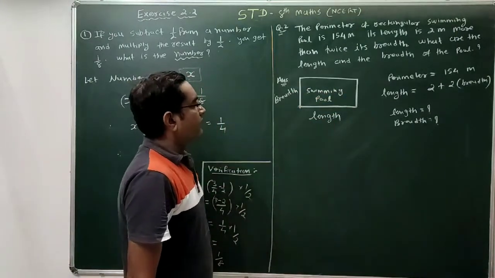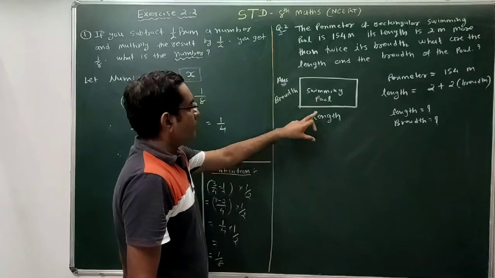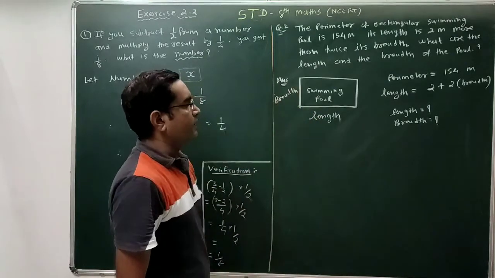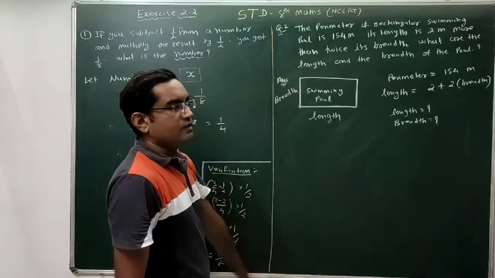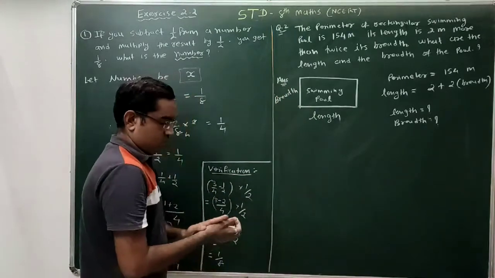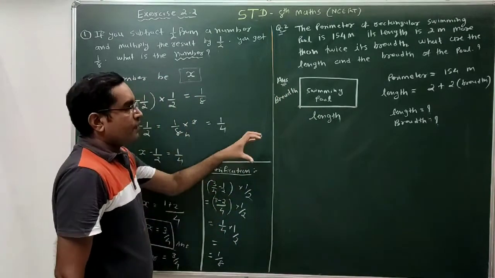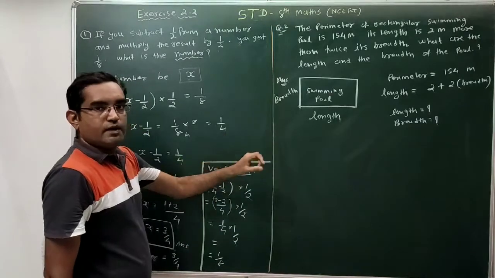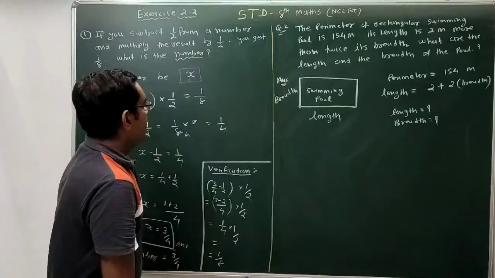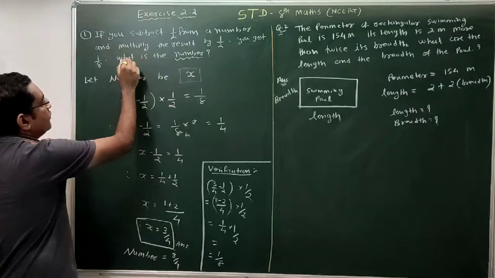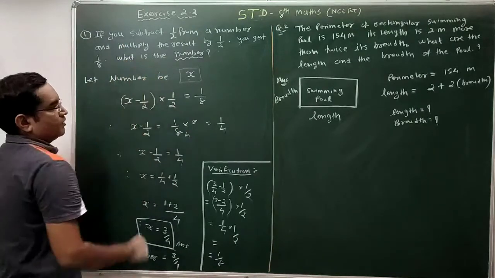The length of a rectangular swimming pool is 2 more than twice its breadth. Find the length and breadth of this rectangular swimming pool. Now, here our chapter is linear equation in one variable only. And here in the first question, you have to find the number.